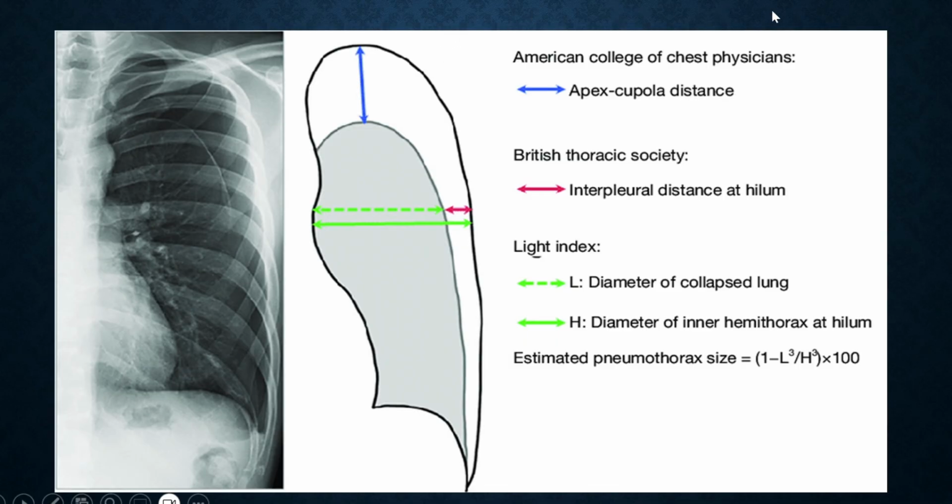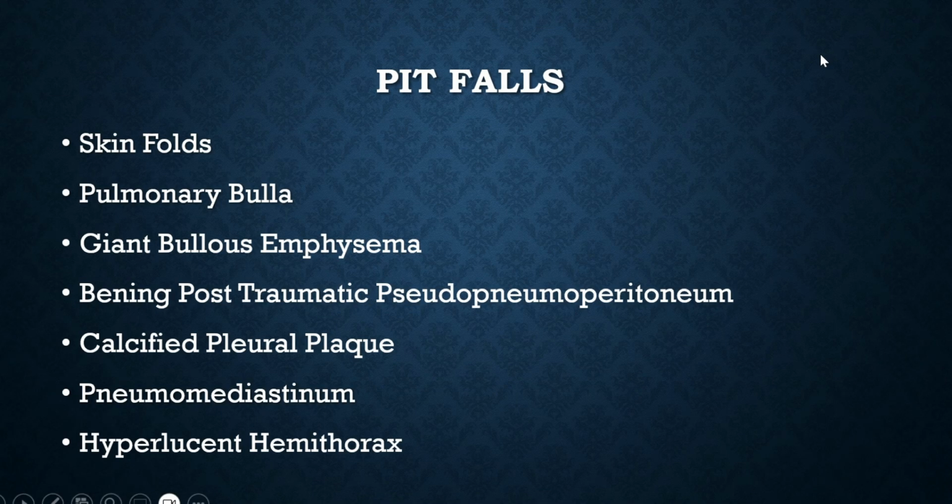Now this is the summary. The American College of Chest Physicians has given the apex cupola distance, denoted by the blue line, and if it is less than 3 centimeters, then it's small, and more than 3 centimeters, large. According to the British Thoracic Society, the interpleural distance at hilar level, if less than 2 centimeters, small, and if more than 2 centimeters, large. And according to Light's criteria, using the diameter of the collapsed lung and the diameter of the hemithorax, if it is less than 25% it is small and more than 25% is large.